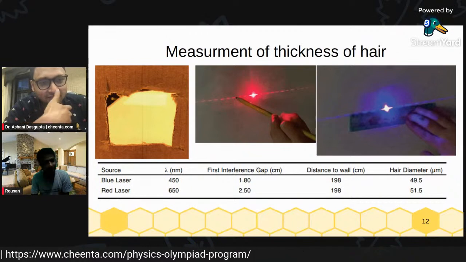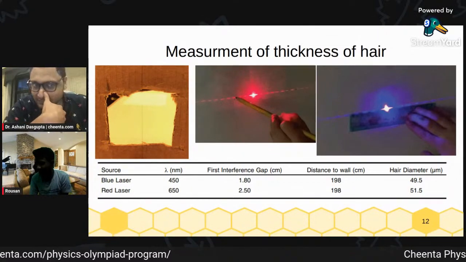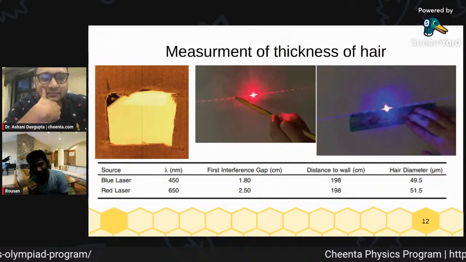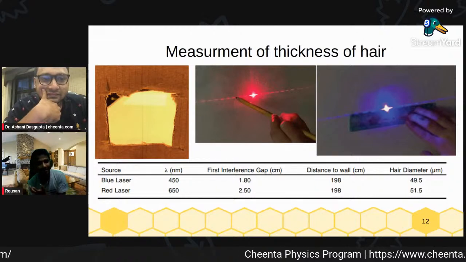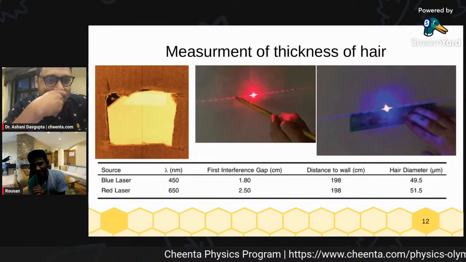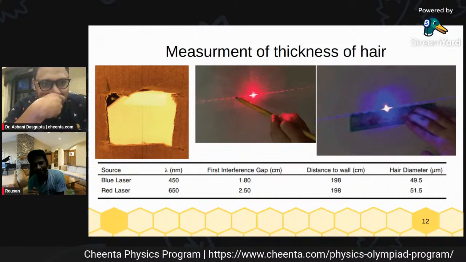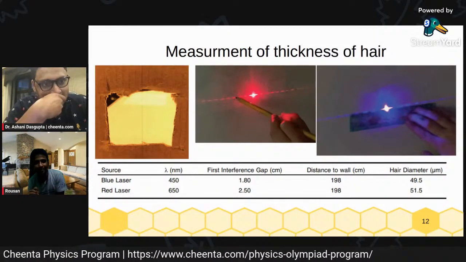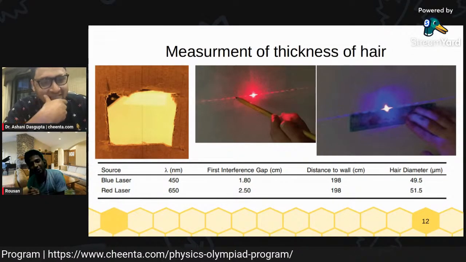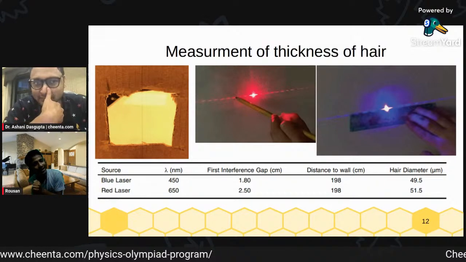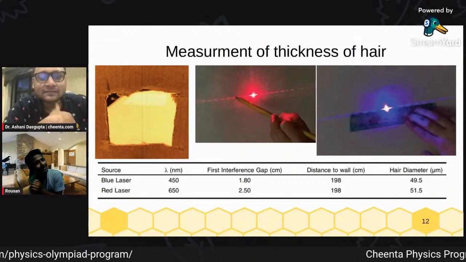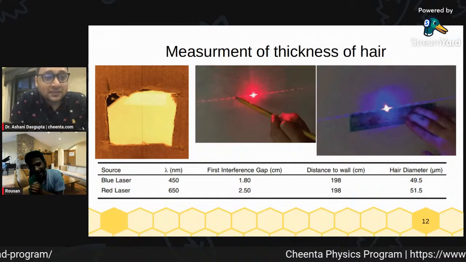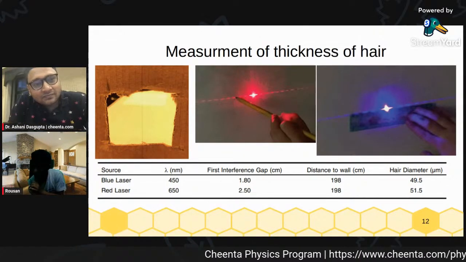But still, we can do a few funny, interesting things, because physics is not always just about doing calculations and rigorous experiments. Sometimes you do it for fun. What you can do is measure the thickness of your hair using diffraction. The idea was very simple. Let me describe the particular experiment.